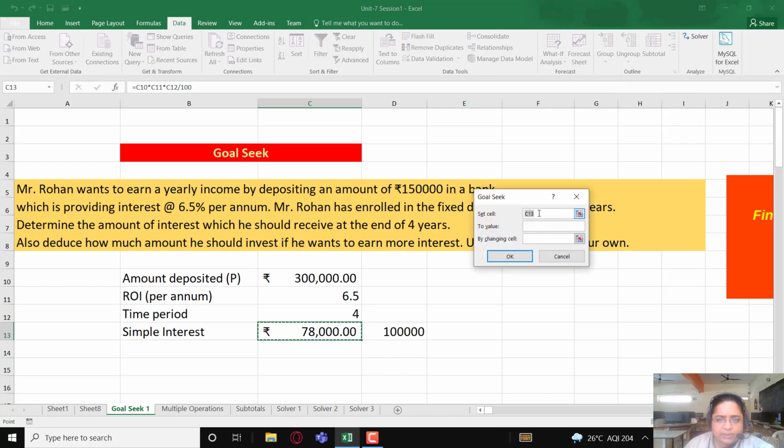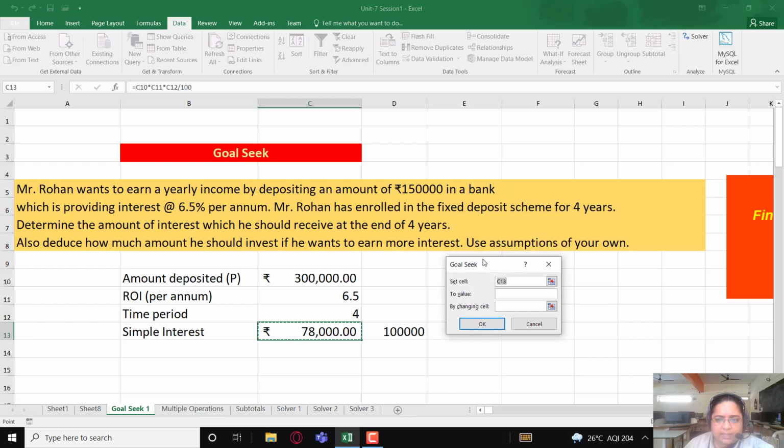And here you can see there are three things. Set cell. So first we are going to click on this cell which contains our formula. So this is also known as the formula cell. To value. So this value will be the target value which we are trying to achieve, that is 1 lakh. And by changing cell, that is by changing which cell or the variable cell where we want to see the change. So that cell is this one, that is amount.